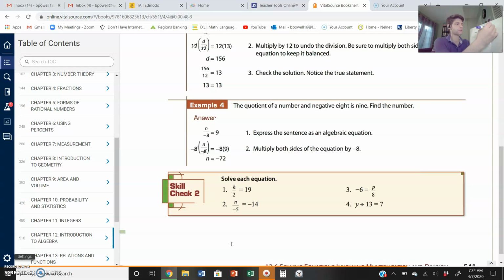Negative 6 is equal to p over 8. We have division again, so we've got to multiply. 6 times 8 is 48. p equals 48. I see many of you raising your hand through the camera. I can see it. You're saying, no, Mr. Powell, it's negative 48. Don't forget the negative.